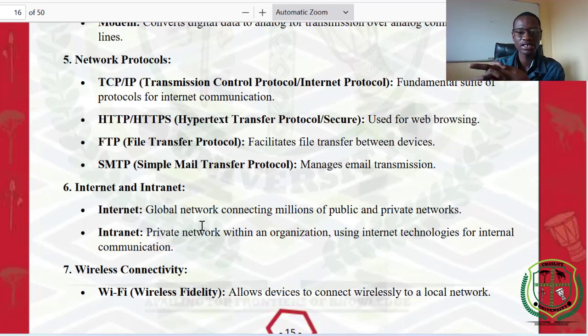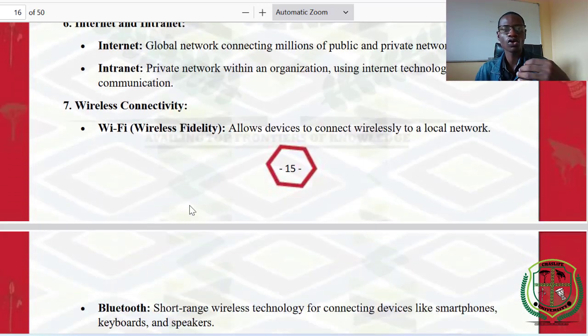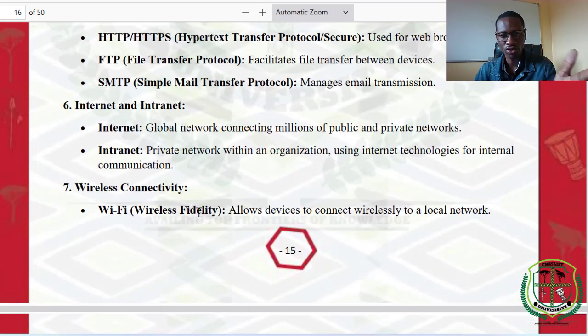Whereas an intranet provides a network just within an organization. For example, an intranet for Charles Life University connects only the university, either staff and students. So it's a private network, whereas the internet is a global network for public and private consumption. That's the difference between the two.